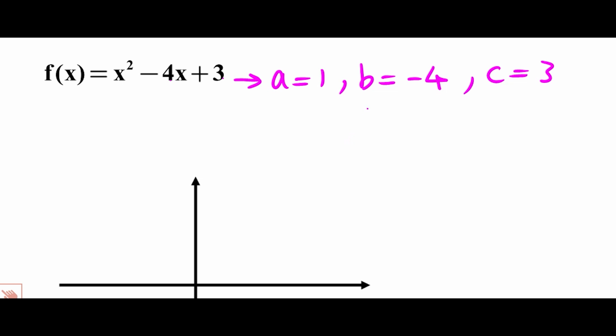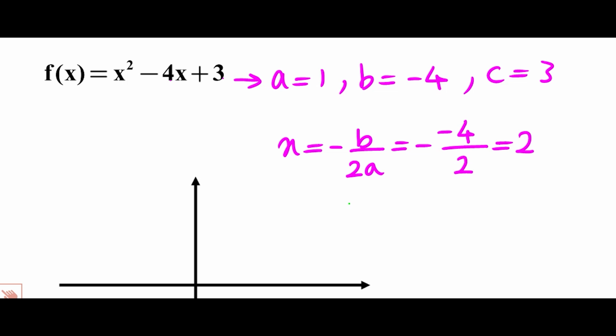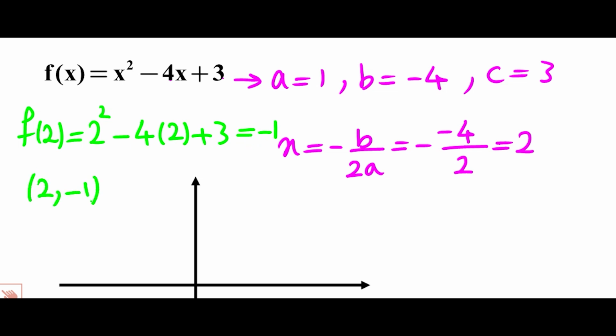First, let's find the x-coordinate of the vertex: x = -b/2a. So we have -(-4) over 2a, which is 2, is positive 2. Now substitute x = 2 into the function. So we have f(2) = 2² - 4 times 2 + 3 = -1. So the vertex is (2, -1).